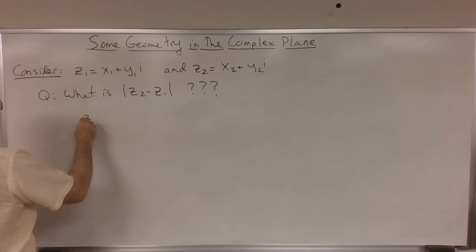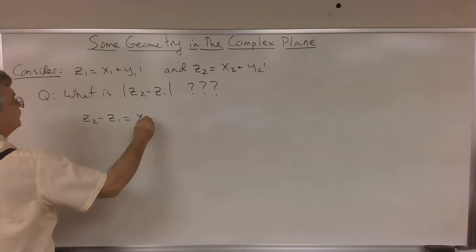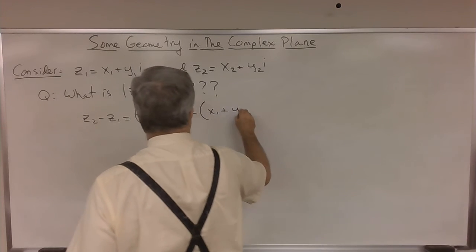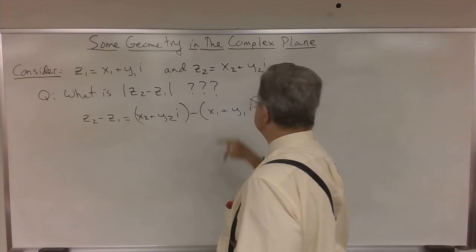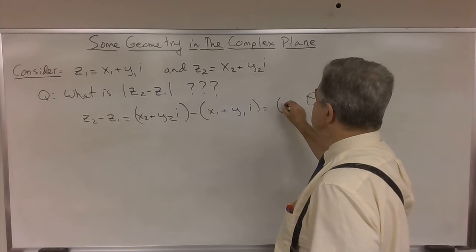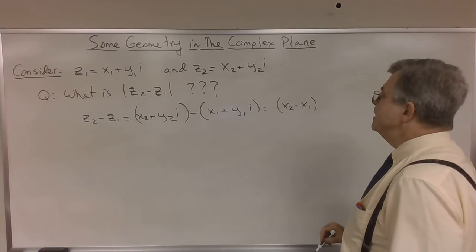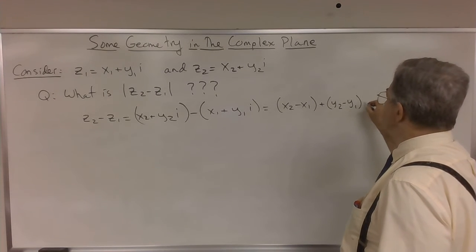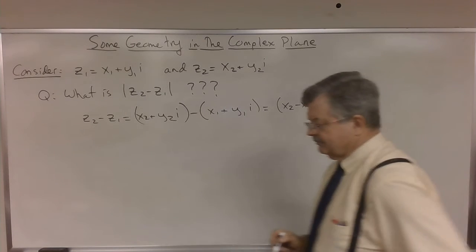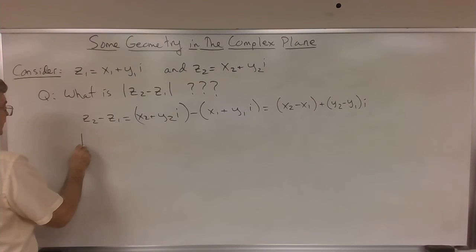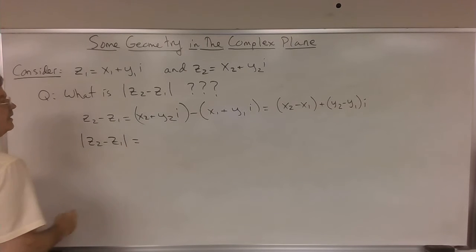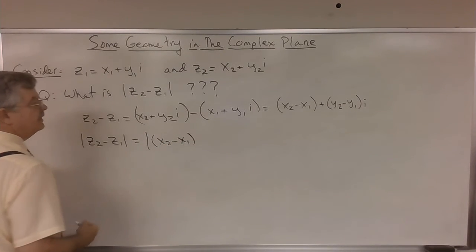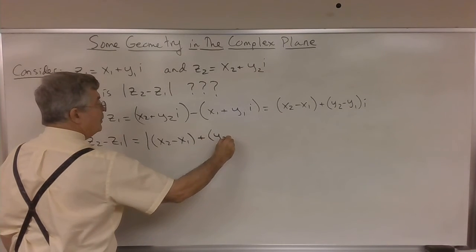Let's see, z2 minus z1 is x2 plus y2 i minus x1 plus y1 i. So that would be real number x2 minus x1 plus complex number y2 minus y1 i, and the modulus of z2 minus z1 is the modulus of real x2 minus x1 plus imaginary y2 minus y1.